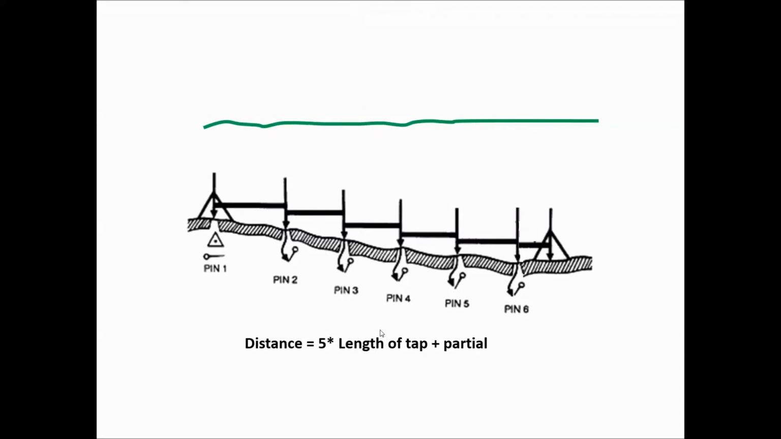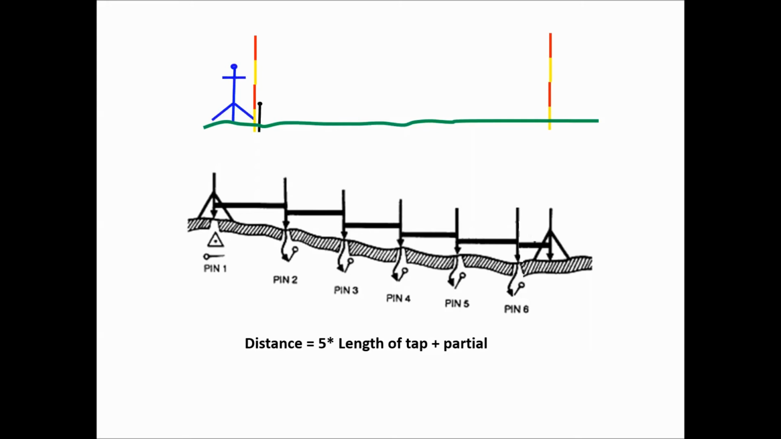If you are taping between 2 points here, you first set the range poles. Why didn't we use range poles outside? You see, the engineering meadow is almost flat. I mean, it's not really flat, but the slope there is gentle, so you don't really need range poles there. But if you're in a mountain area and you're using a tape, then you need to do that.